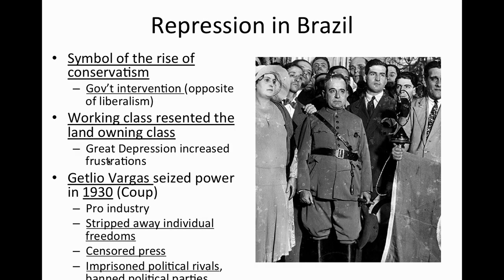All right, Brazil. This is the last slide. There's also a political revolution in Brazil. It's a great symbol of the rise of conservatism. Remember, conservatism is maybe coming back a little bit. Government interventionism, absolutism in a sense. Only Hitler and Franco weren't necessarily aristocratic kings, but they were dictators. So this happens in Brazil as well.